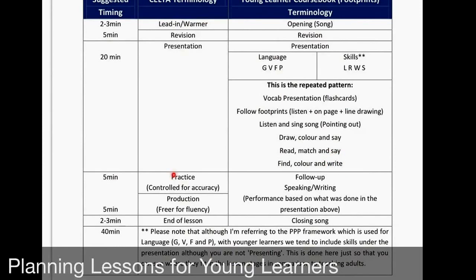After this, we have the practice, which for adults we would say, well, obviously we want practice which is controlled for accuracy, and then production, freer, for fluency. Here we have basically around 10 minutes.